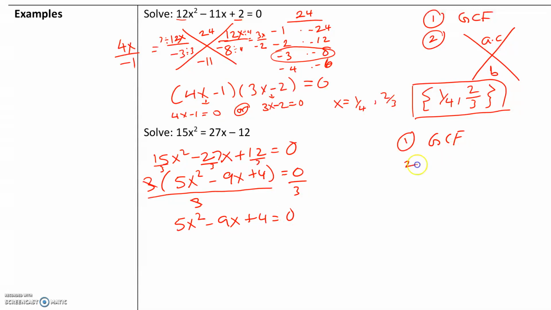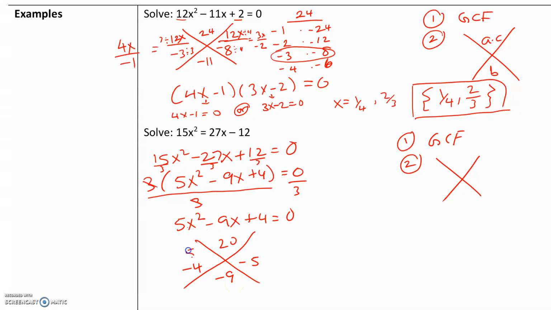So step 1 is done. We took out the GCF. Now do the x factor. So on top, we're going to put 20. On the bottom, we're going to put -9. We got to find two numbers which multiply to be 20, add up to be -9. Those are going to be -4 and -5. -4 times -5 is 20. -4 minus 5 is -9.